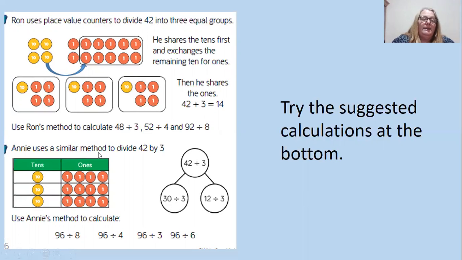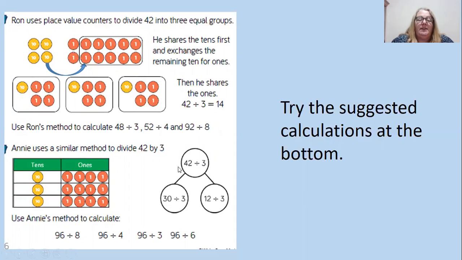So Annie has divided them into a place value grid. So she's used the grid, she's done her 42 divided by 3, and she has put a 10 here, here, and here. She's exchanged her other 10 for 10 1s and divided those up. And you can see each row has got 14 in, and there are 3 rows. That represents the divided by 3, so the answer again is 14.